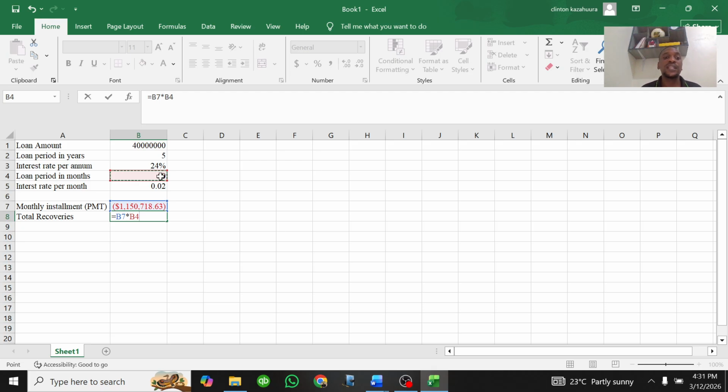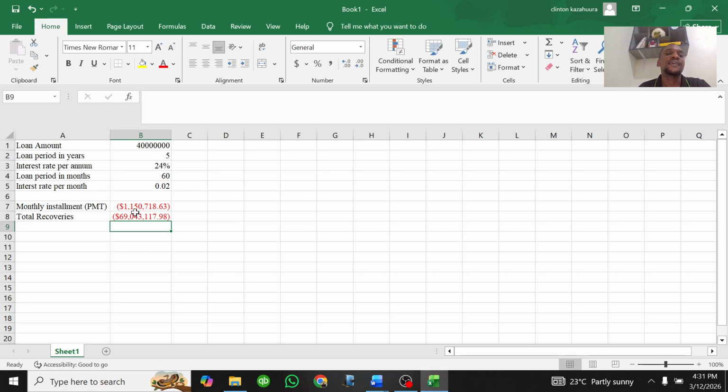Not manually, you click in the cell where you're referring to. So I've gotten what he will be paying, like what the bank is going to recover, which is what he will be paying each and every month, which is B7, then times the loan period in months, which is 60. So I press enter. This is what we shall recover at the end of 5 years. It's quite simple like that.